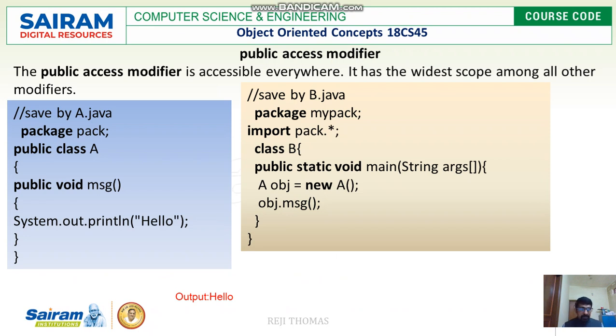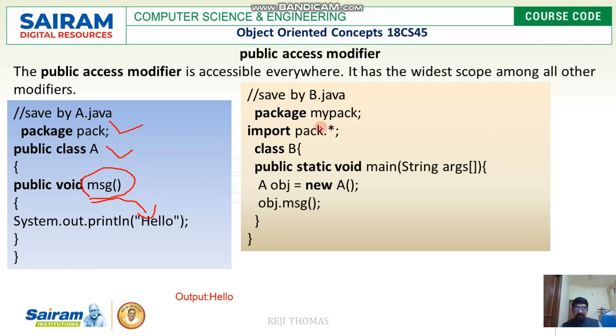As the name says, a public member can be accessible everywhere and anywhere, and it has the widest scope among all other access specifiers. So let us see the first class, where the class name is A. This is inside the package called pack, where we have a method called MSG, which is going to print a hello message.